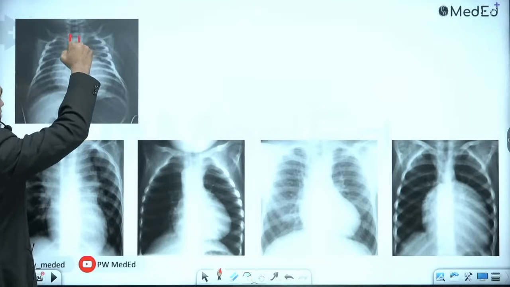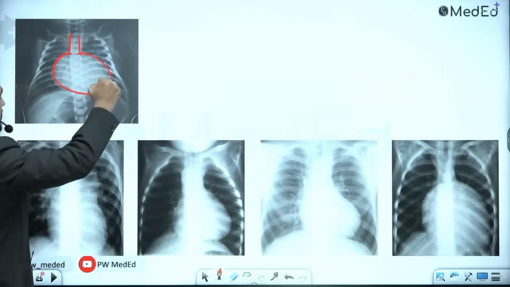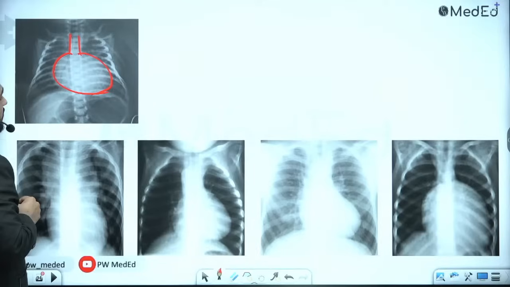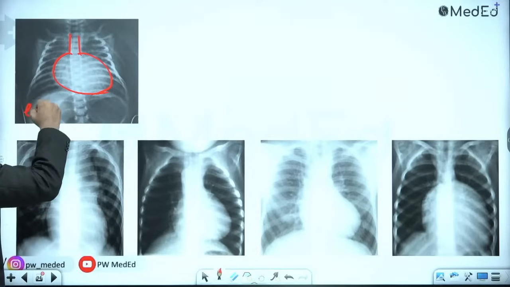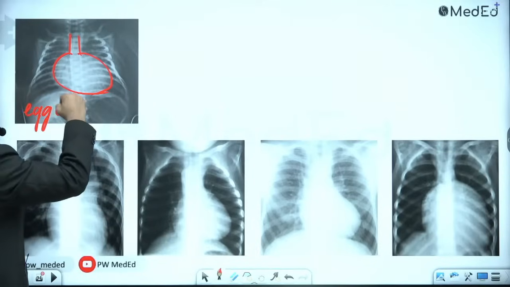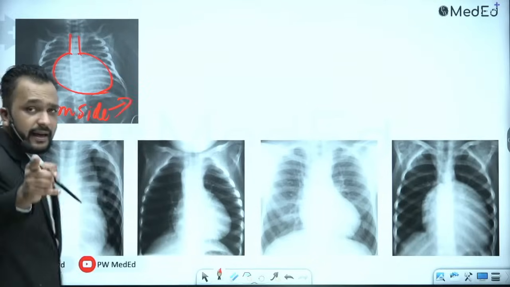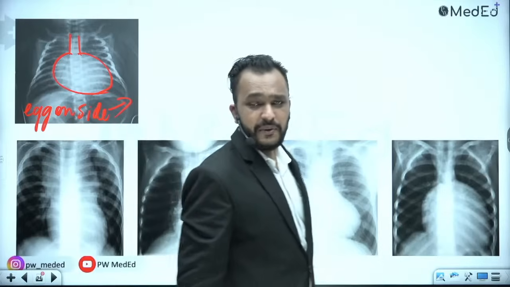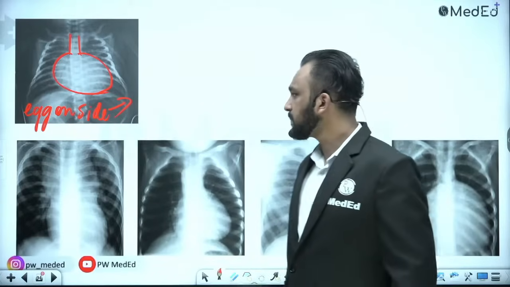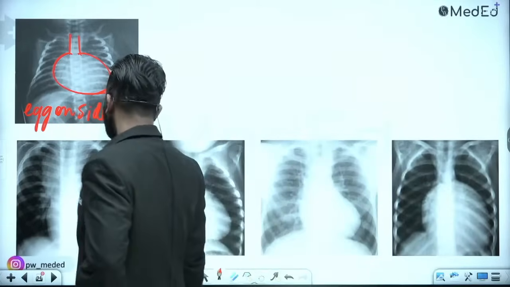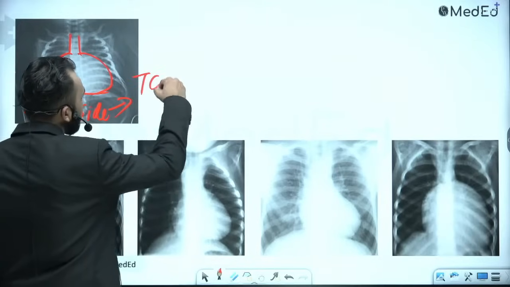So in the first case, we can see that it is having an egg on side appearance. Egg on side appearance, guys. It is seen in egg on side appearance. It is seen in anyone? Simple question. Transposition of great arteries.